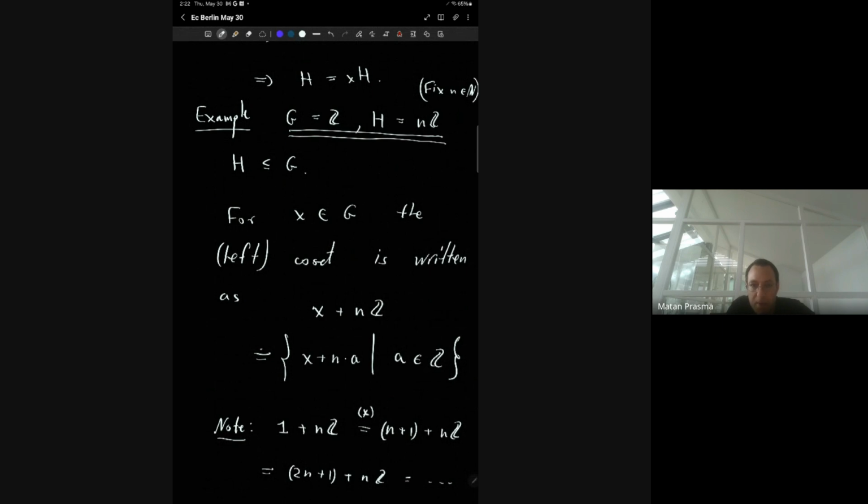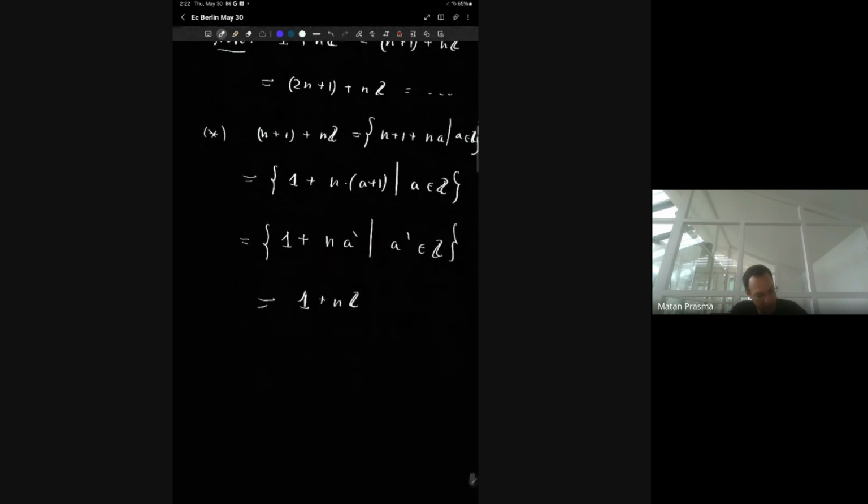I don't want to prove it now because we are getting close to the end. But let me put something as an observation. In order to realize how many distinct cosets I have, I want to know when x plus nZ is equal as a set to y plus nZ.